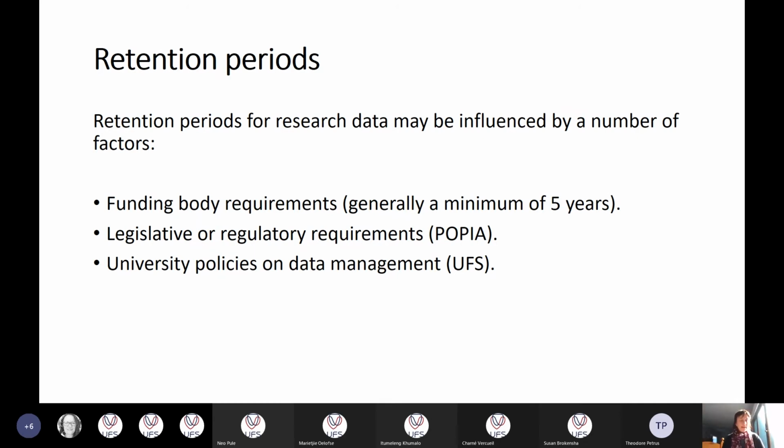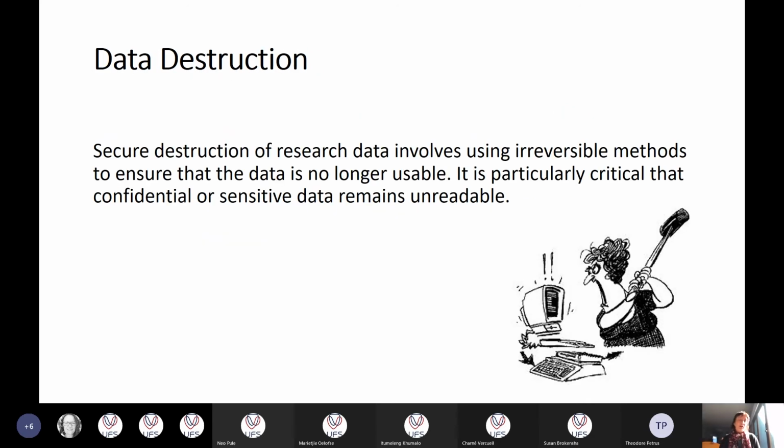So if we come to data destruction, the secure destruction of research data involves using irreversible methods to ensure that the data is no longer usable. It is particularly critical that confidential or sensitive data remains unreadable. Digital data, we shouldn't just go about deleting files because nothing is ever just gone. It may be necessary to utilize software that permanently erases data. And in this regard, it's important that we work with our ICT department so that we understand what are the best alternatives.